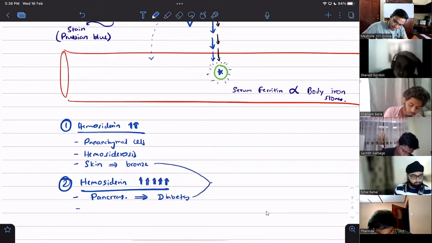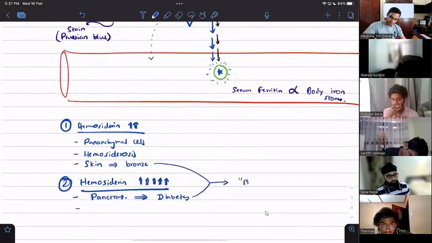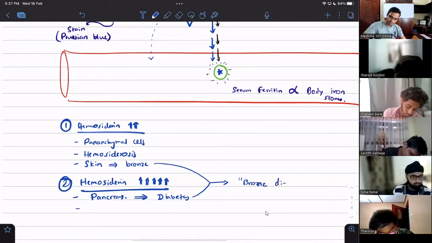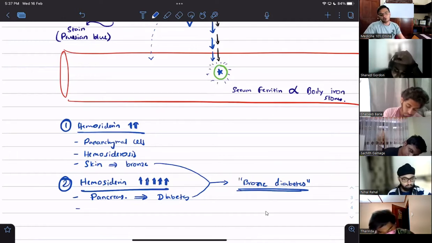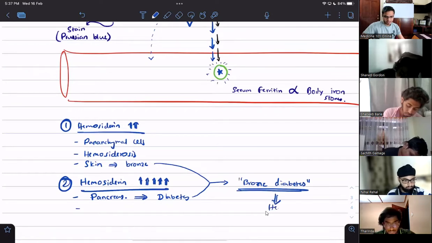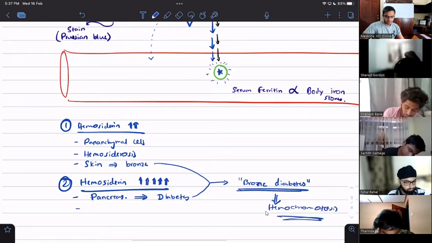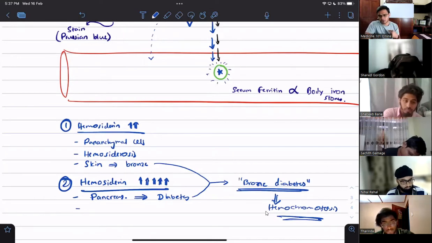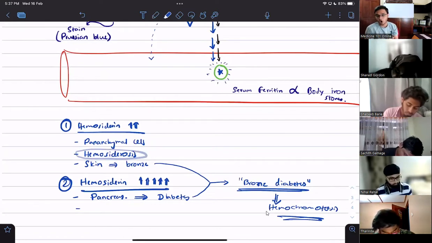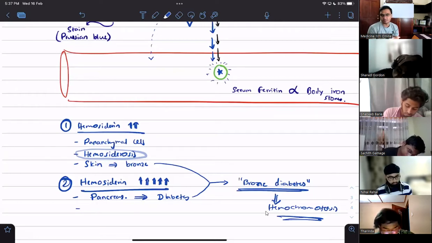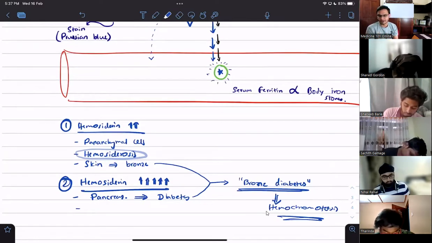Here, this bronze color of the skin and diabetes, what do we call this? Bronze diabetes. This is severe hemochromatosis. So hemosiderosis and hemochromatosis are two different situations. Hemosiderosis is the initial stage. Not much damage, no organ damage, just some accumulation, especially if you do a biopsy, you will see it. Otherwise, no real manifestations apart from the slight discoloration of the skin.